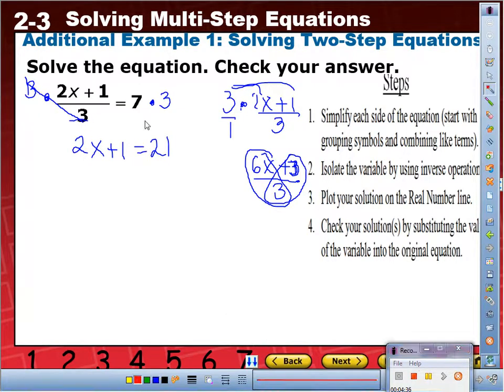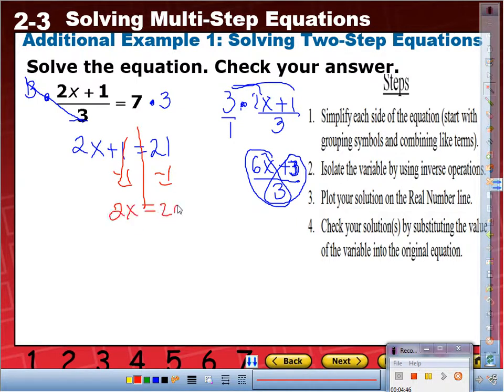Okay. So from here, you just wrote your line down, subtracted 1 from each side. This cancels. We got 2x equals 20. Divide by 2, divide by 2. X equals 10. So far, so good? Okay, so is everybody clear with that first step?